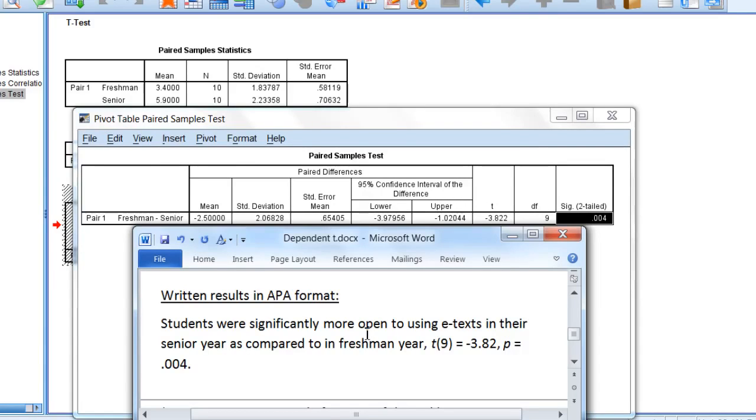And our written results could look as follows. Students were significantly more open to using e-texts in their senior year as compared to in their freshman year. And then we have t for our t-test with 9 degrees of freedom, which is equal to the number of people total minus 1. We had 10 people in our study, minus 1 is 9. We have a t-value of negative 3.82, which you can see right here in our output. And then we have a p of 0.004, as we saw earlier here.